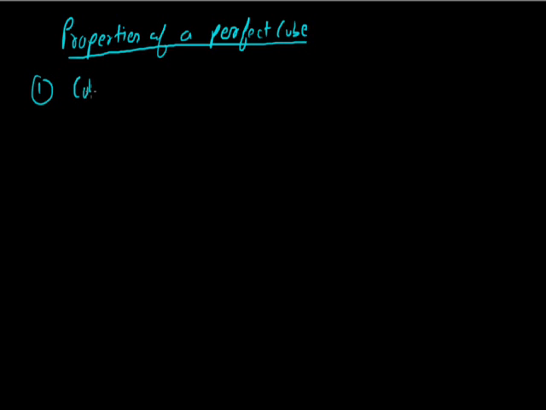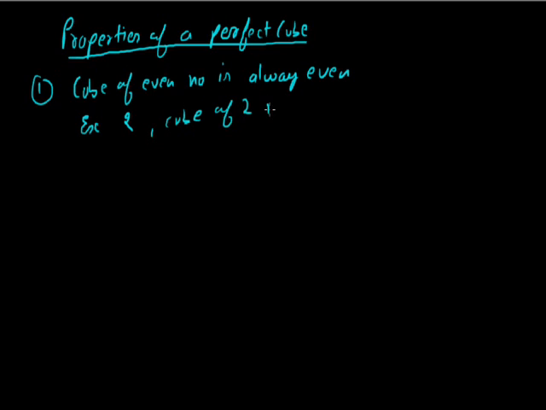Okay, now we see the properties of a perfect cube. The first property: the cube of an even number is always even. Example, 2 is an even number and its cube is 8, which is also even. 2 is even and the cube of 2 is 8, that is also even.